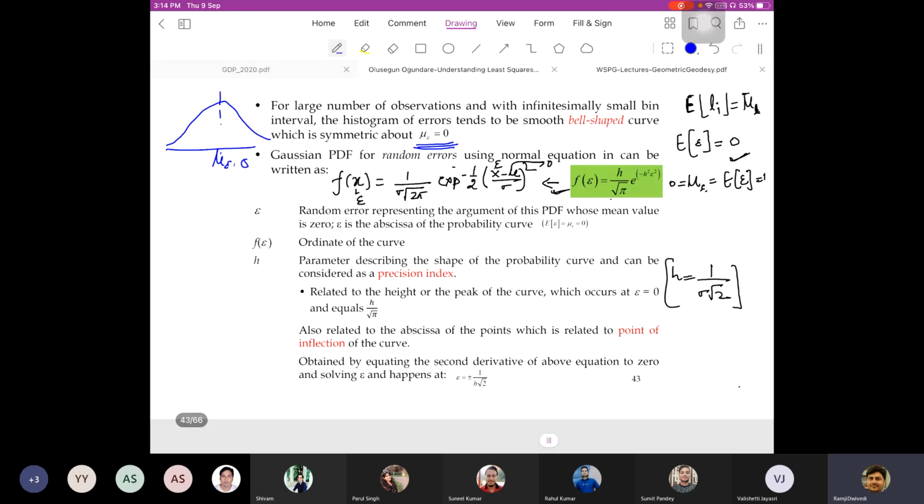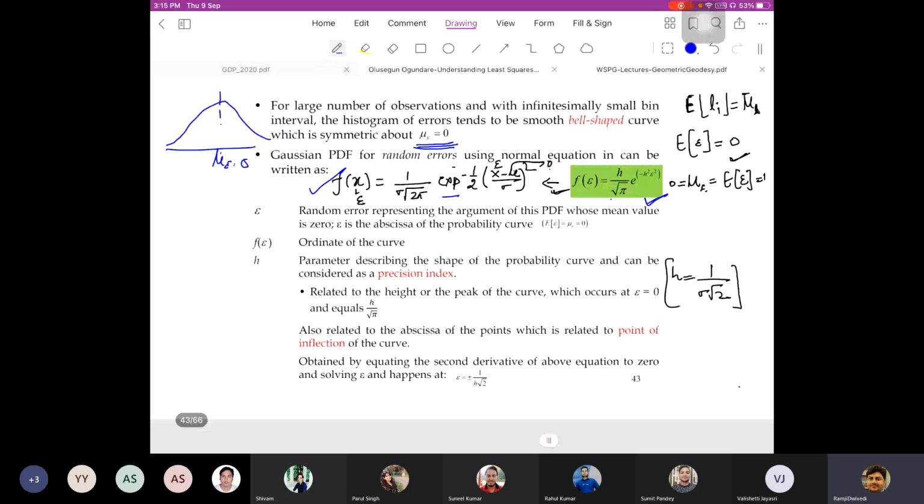The Gaussian PDF for random errors using the normal equation can be written in a similar fashion. We want mu e to be 0. If you try to understand the equation from our basic PDF, f(x) is equal to 1 upon sigma root 2 pi exponential minus 1 by 2 ((x minus mu) by sigma) square. So here, if we represent x, the random variable, as random error, obviously mu would be nothing but the mean of random error, that would become 0. So the equation becomes this.